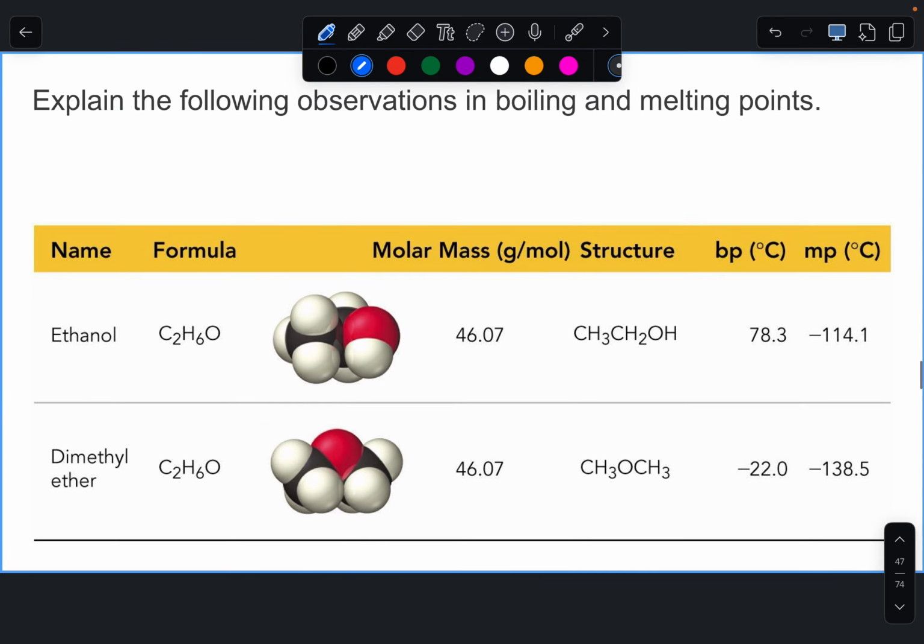Okay, take a look at the next one and see if you can identify why they have this trend in melting point and boiling point. Like, why is one higher than the other?